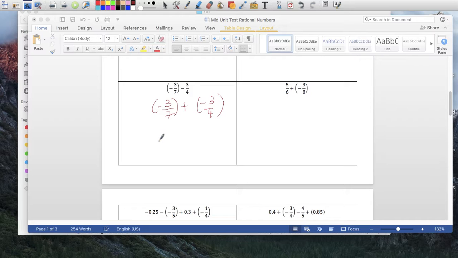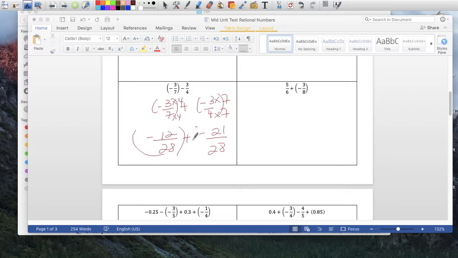If I change this, it's going to be 28, right? The LCM is 28. Negative plus here, negative 28. This is 7 times 4, which is 28. So on top is times 4, which gives me 12. 4 times 7 is 28. On top is times 7, so that's 21.